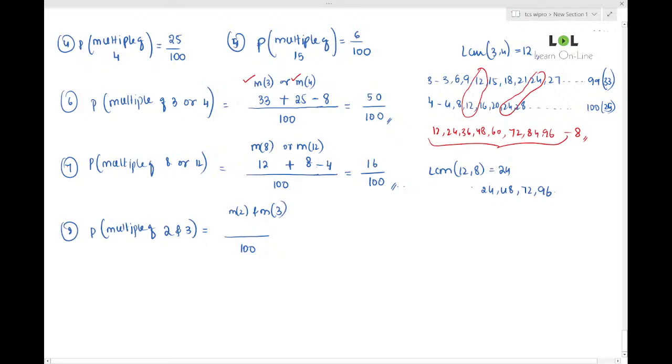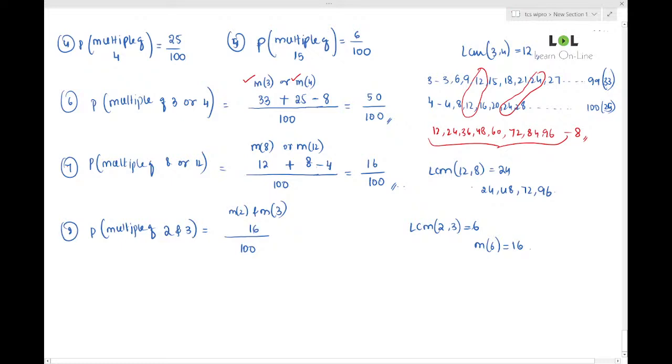It means you have to check the LCM of 2 comma 3, which is 6. Now check multiples of 6. How many multiples of 6 are there? Exactly 16, because I divide 100 by 6. 6 into 16 is 96. If I go 6 into 17, that will become 102, which is beyond 100. So 16 are there.